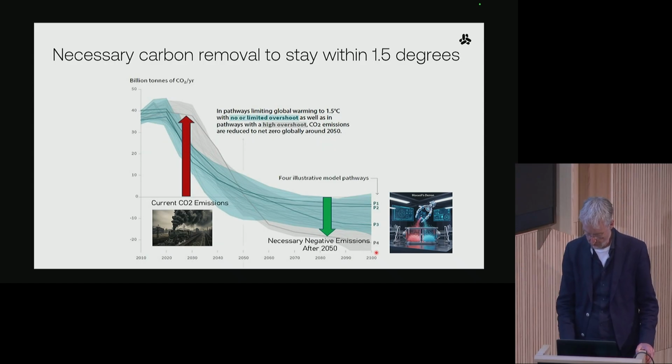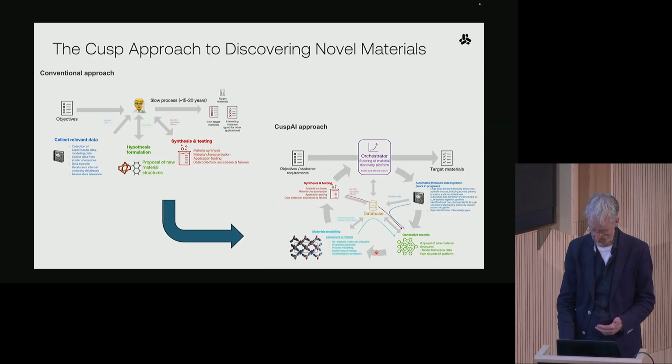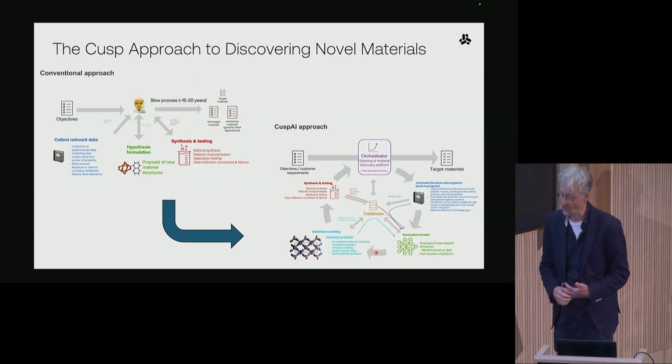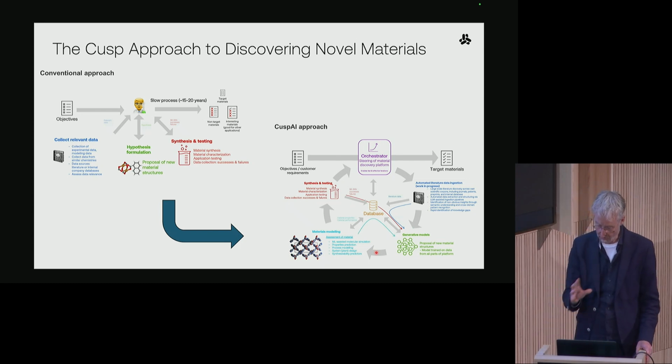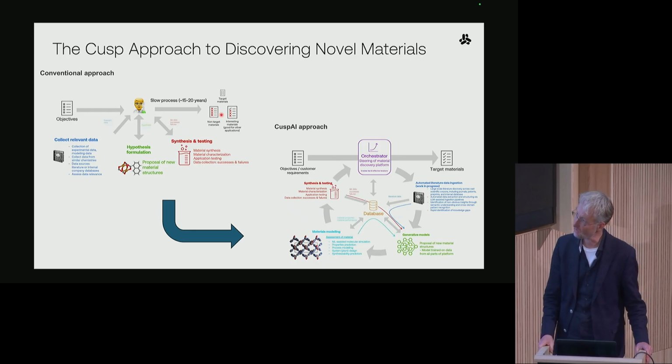And so we need politicians to raise the price of emissions, and we need technology to lower the price of removing carbon dioxide. And so the CUSP platform that we're building is based on that idea, where, as I mentioned before, the typical way that people design materials is, there's some chemists, they read literature, they formulate hypotheses, they do some experiments, right? And then they analyze experiments.